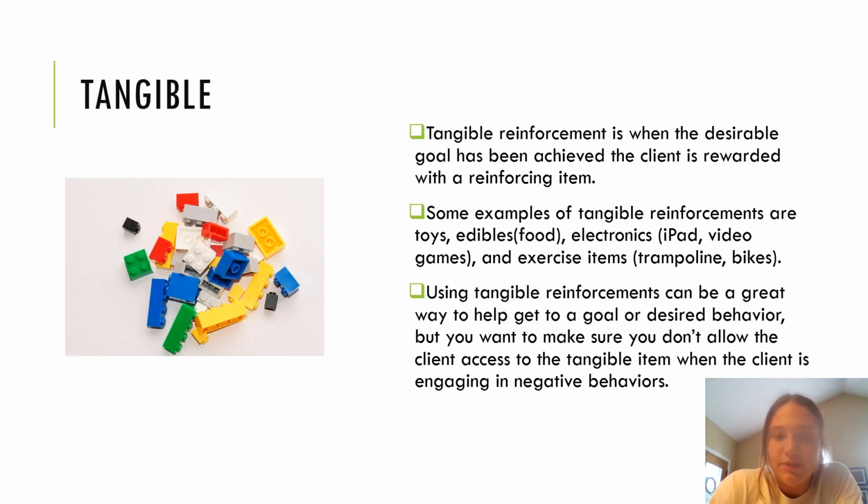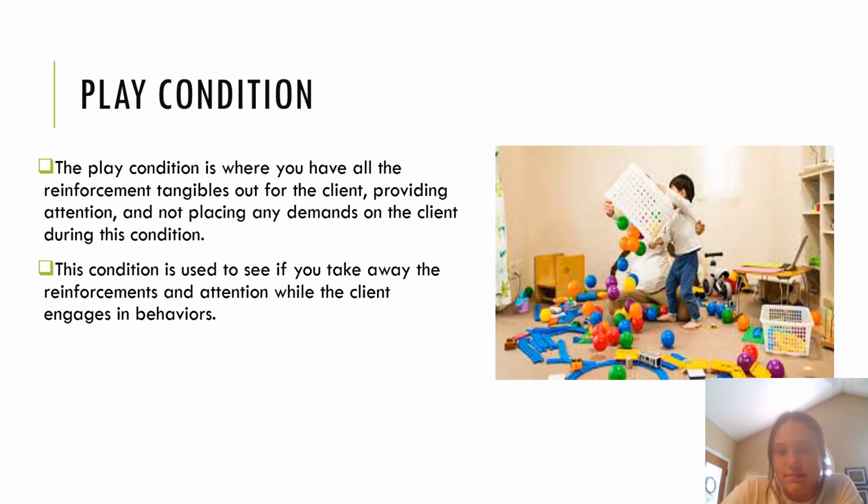Tangible. Tangible reinforcement is when the desired goal has been achieved, and the client is rewarded with a reinforcing item. So some examples of tangible reinforcements are toys, edibles like food, candy, electronics, like an iPad or video games, and exercise items, which can be like trampolines or bikes. Using tangible reinforcement can be a great way to help reach a goal or desired behavior, but you want to make sure you don't allow the client access to the tangible items when the client is engaging in negative behaviors.